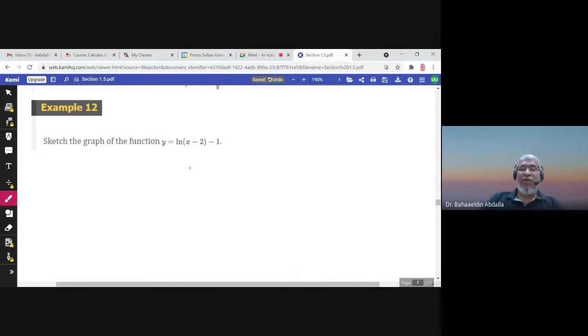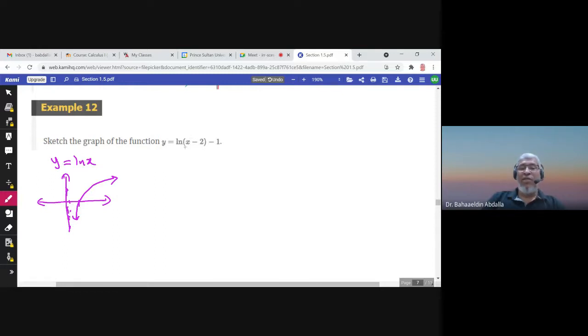Sketch the graph of this function. The standard function here is y equals ln x. So we start by graphing this function. This is the graph of ln x. Notice that there is a vertical asymptote. This line is a vertical asymptote.